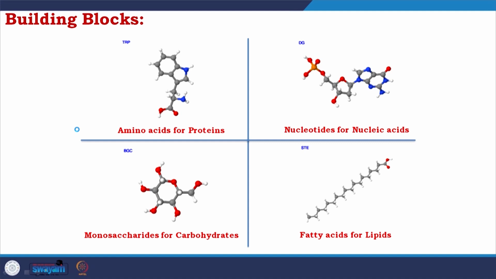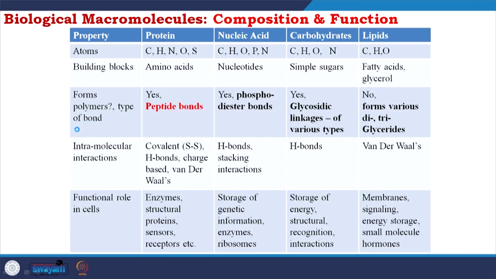Coming to the building blocks, as we have already discussed, amino acids are building blocks of protein, nucleotides are building blocks of nucleic acids, DNA and RNA, monosaccharides are building blocks of carbohydrates, and glycerol and fatty acids are building blocks of lipid or fat. So, how do the biological macromolecules do their composition and show their function?